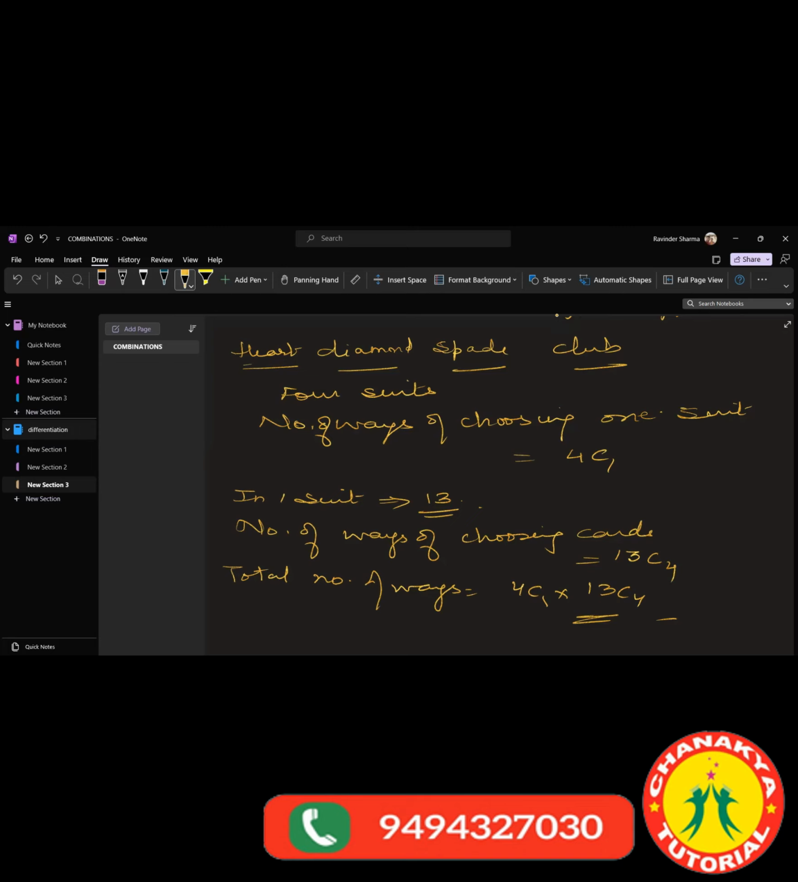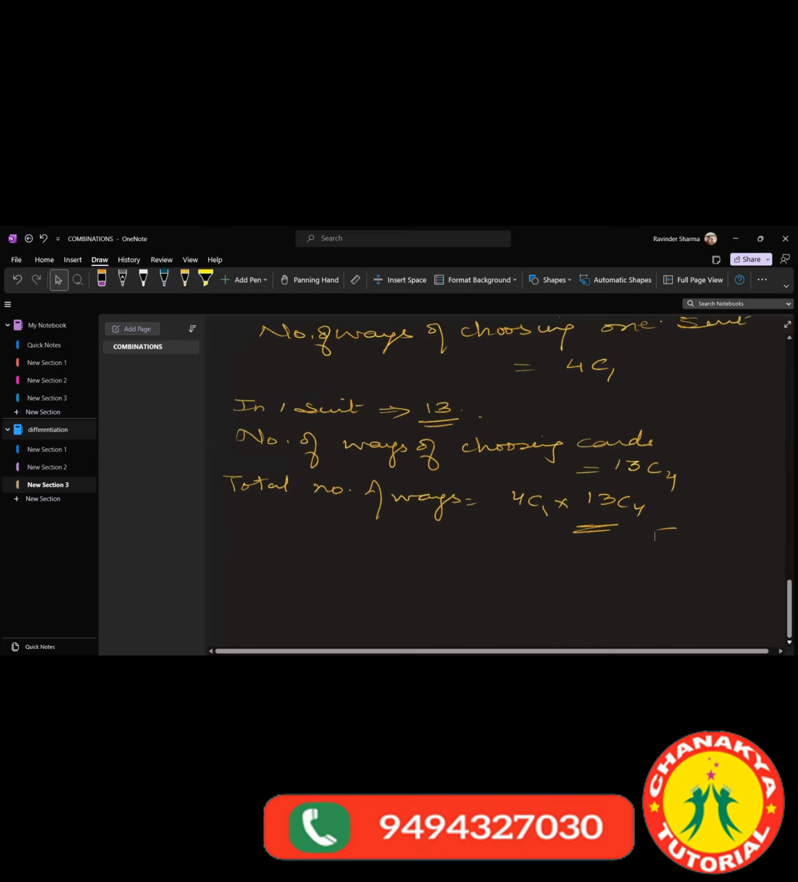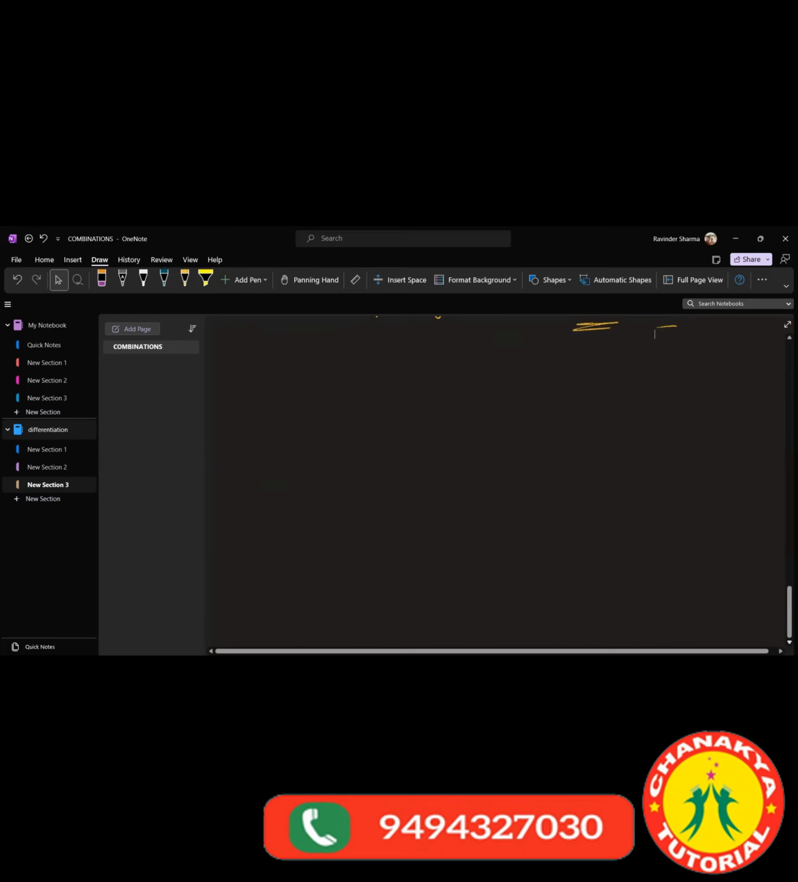Now the second part: 2 are red and 2 are black. So what is the solution? Ma'am, 26C2 into 26C2. Yes, 26C2 and 26C2, right? Because black color cards are also 26 and red color cards are also 26. Very good.